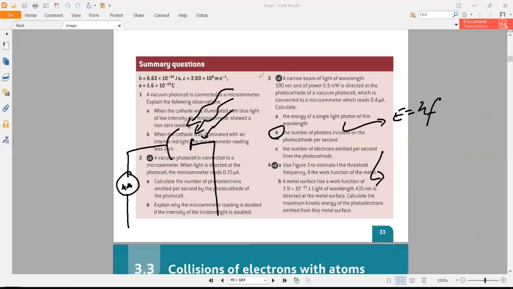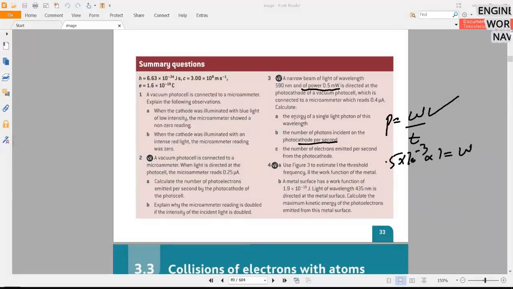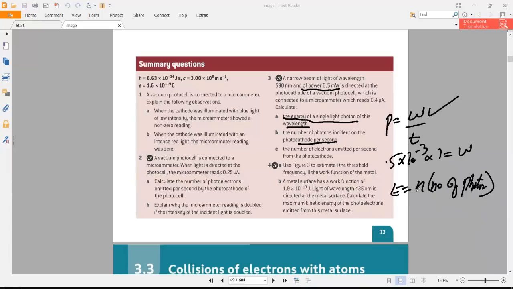I don't know. Okay, wait. Power is given to you. The question is per second. P is equal to W divided by T. It means the energy of the light which falls on the metal is this. So this is the energy which falls on the metal, and the energy of one photon is this. So it means this energy is equal to n times the energy of one photon, where n is the number of photons. You divide it. I get it.